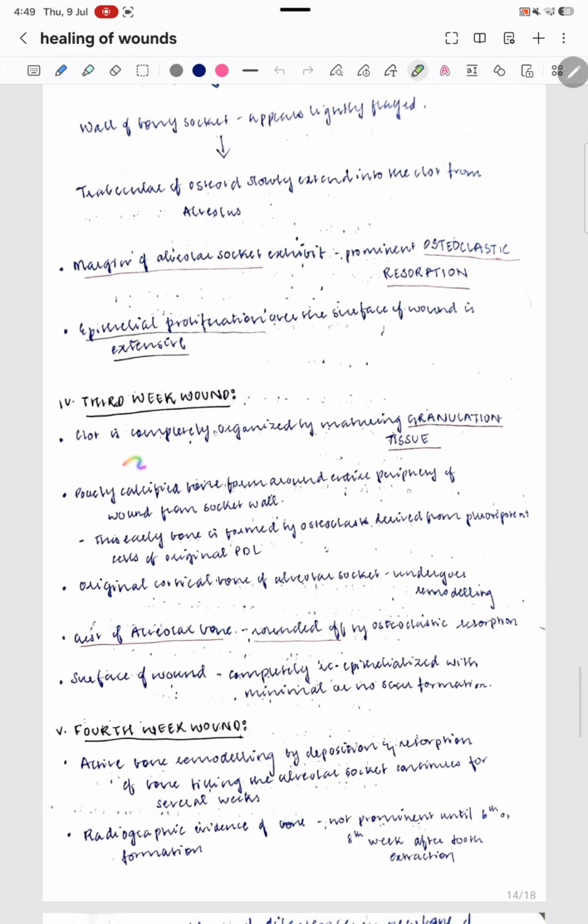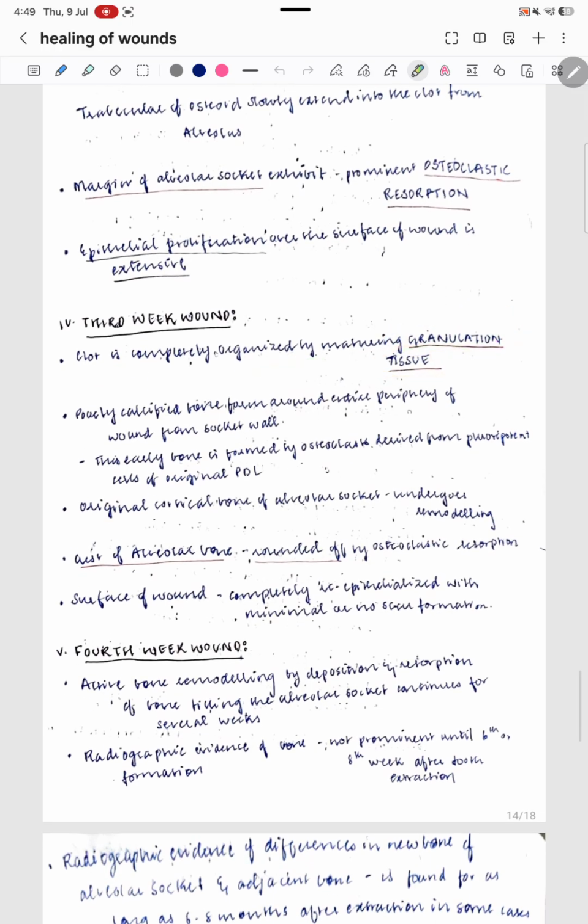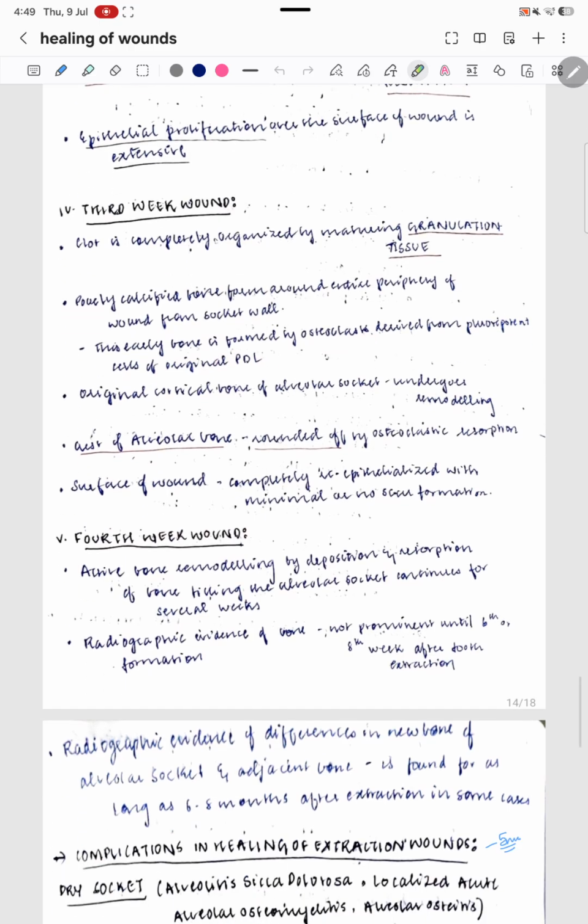In the third week, the clot completely organizes by maturation and granulation tissue. Then calcified bone is formed around the entire periphery of the wound or socket wall. The early bone is formed by osteoblasts derived from pluripotent cells of the original PDL. Then the original cortical bone of the alveolar socket undergoes remodeling.